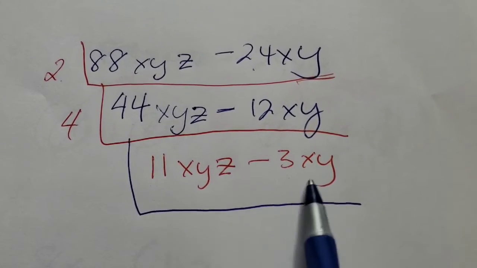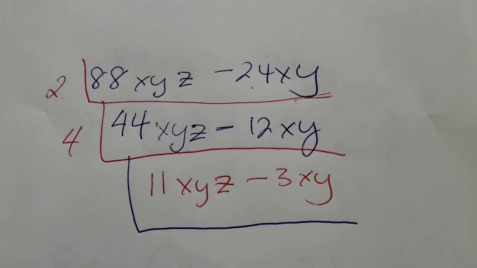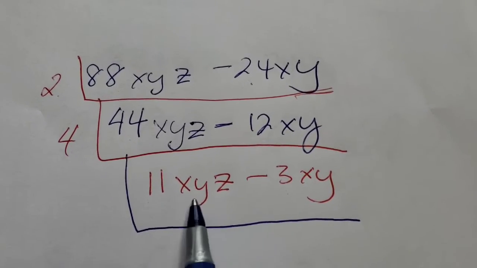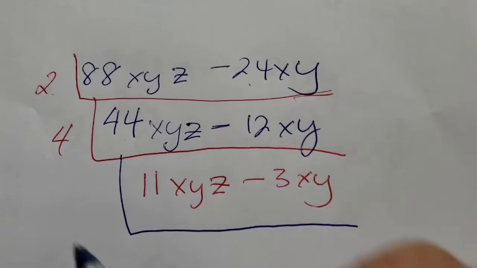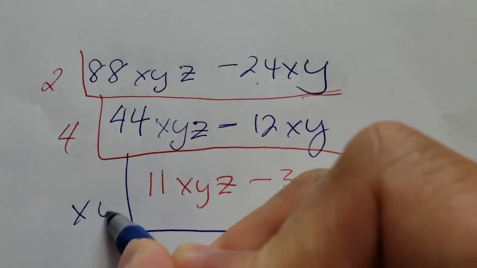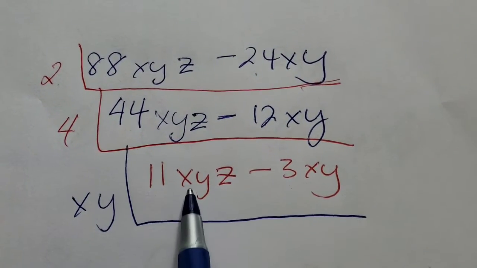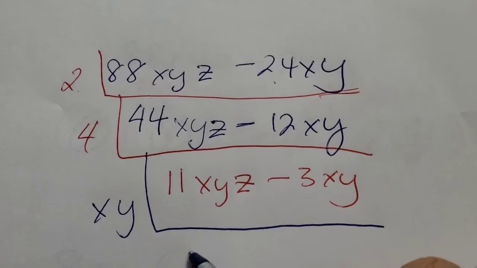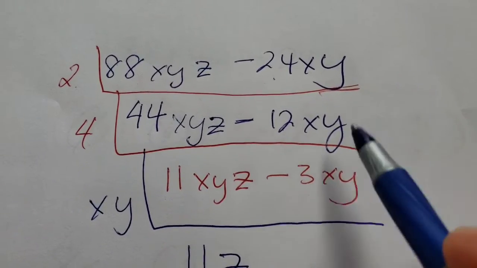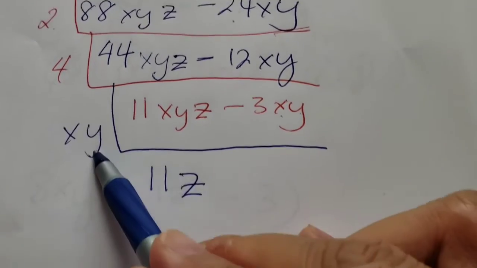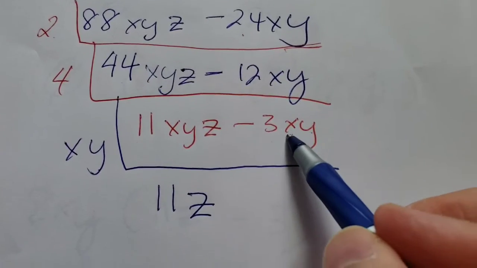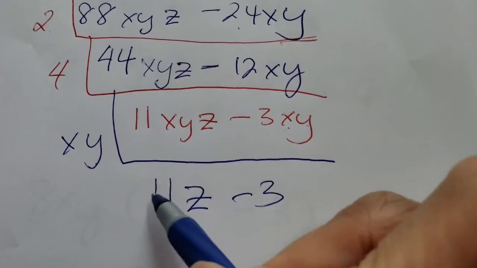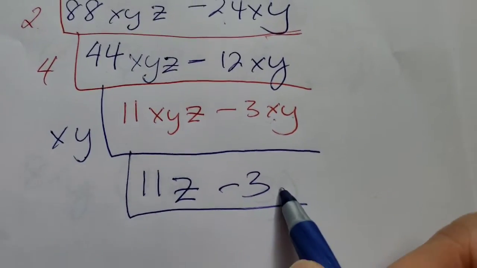One is x, y, z, and one is x and y. So what's common between these two? It's x and y. So we can divide out x and y. xy divided by xy just gives you 1, so we have just 11z. xy divided by xy would give you just 1. So 3 times 1 is just 3. So this is our leftover.